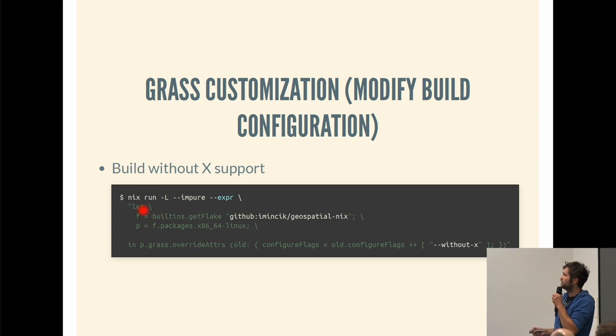So I will do the same. I will grab my repository, grab Linux packages, and then I say override, and in configure flags, I will use the original configure flags, plus I will add without X. So I want to have GRASS compiled without X, because I'm a total nerd. I hate Windows, not an operating system. And at the end, Nix will run GRASS without X.